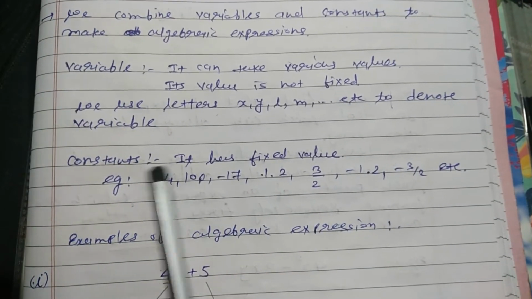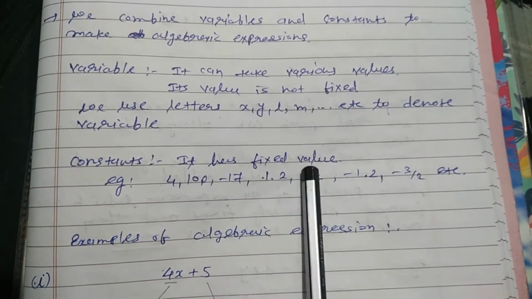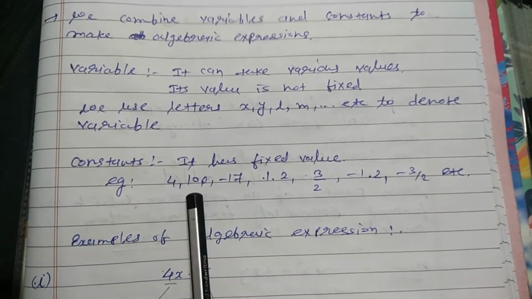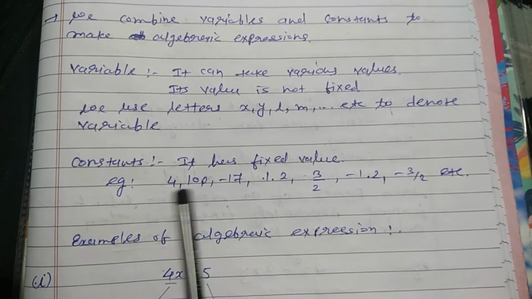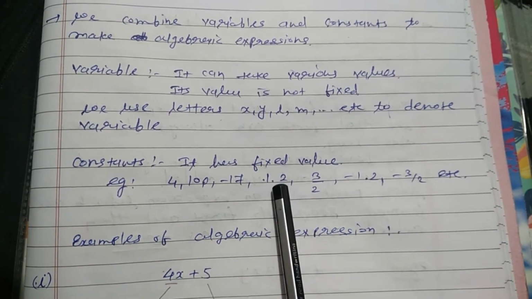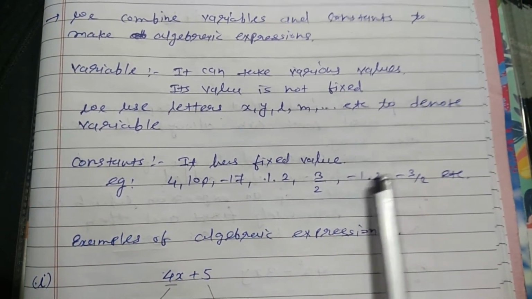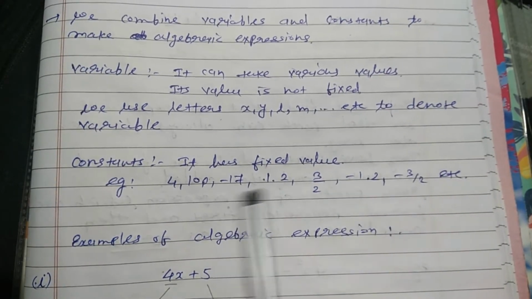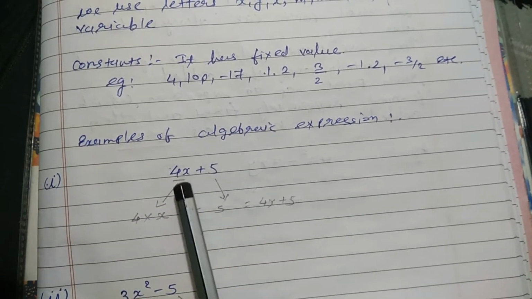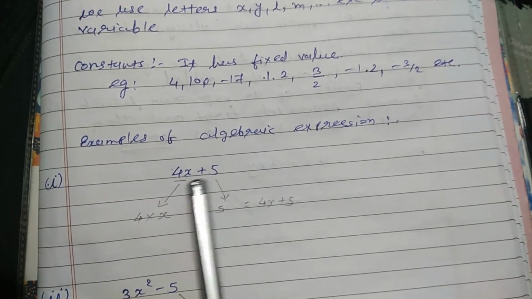What is a constant? A constant means it has a fixed value. For example, here we can see some numbers: 4, 100. These are fixed values. 4 has a fixed value, 4 only. 100, minus 17, 1.2, 3 by 2, minus 1.2, minus 3 by 2. These are constants. Now, when we combine them, for example, first 4x plus 5.